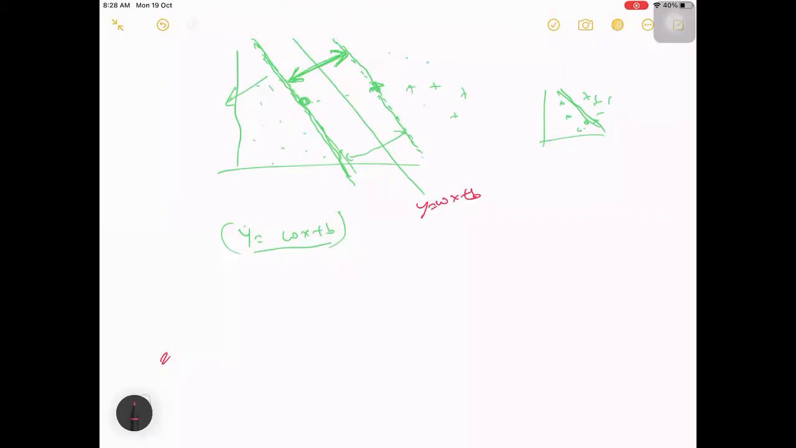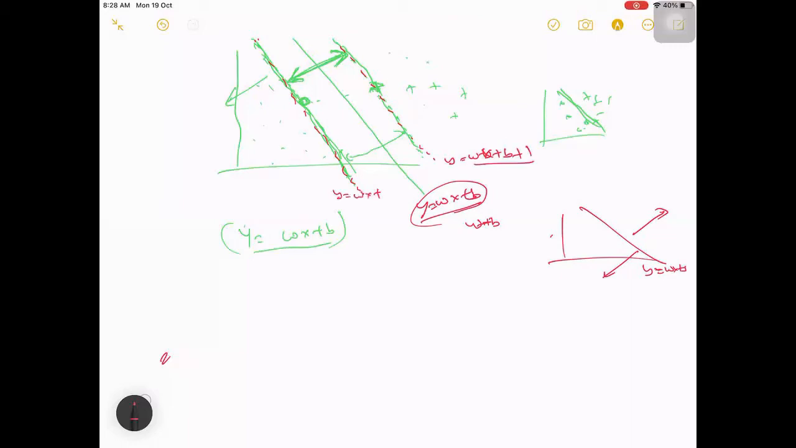If wx plus b is less than 0, it comes on this side, right? If it is greater than 0, it comes on this side. Let's say greater than 0 is on the right side and less than 0 is on the left side. Okay, so if you take this line, this will be y equal to wx plus b plus 1. Similarly, wx plus b minus 1.